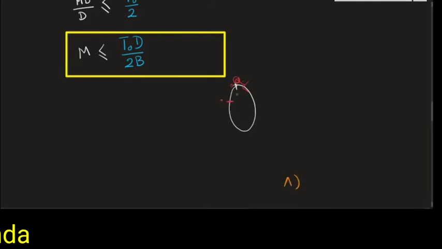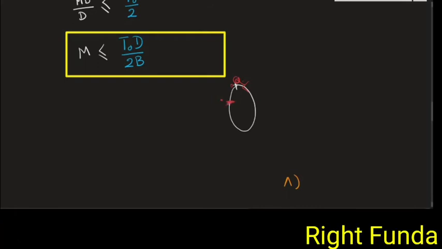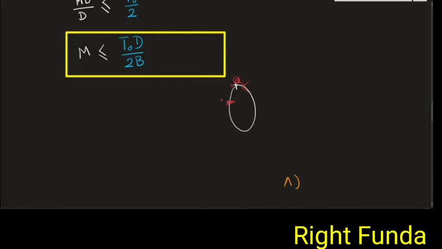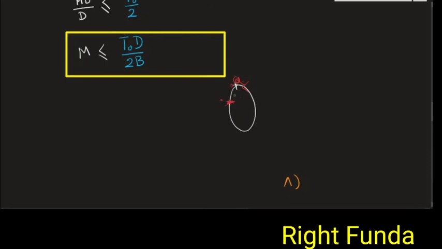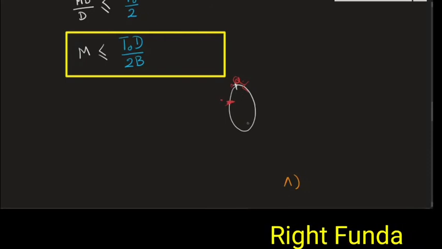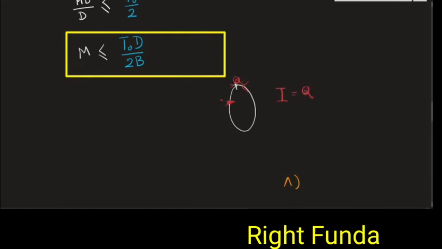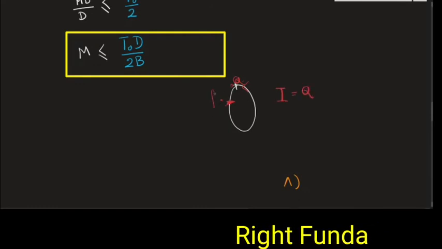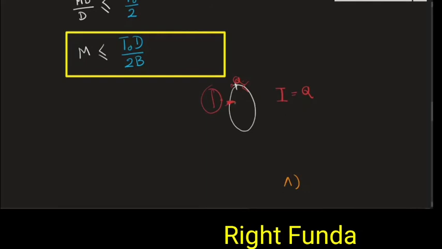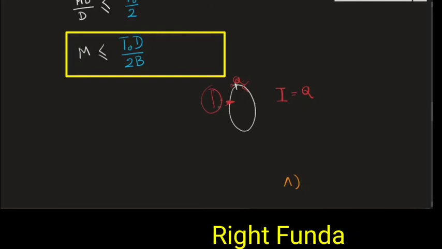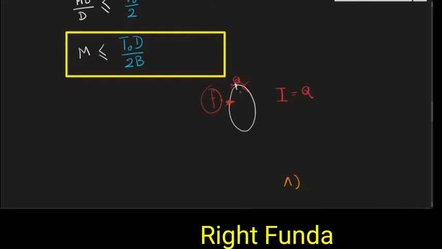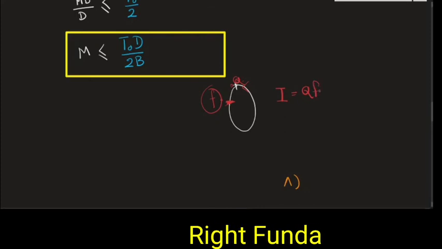When it completes one revolution, the whole of the charge passes through this point, and current is the charge crossing any cross section area. So if it is one rotation, then the charge Q passes through this point. The current is how much charge passes in 1 second. Suppose it has a frequency f, f revolutions per second, the whole charge Q is passing f times.